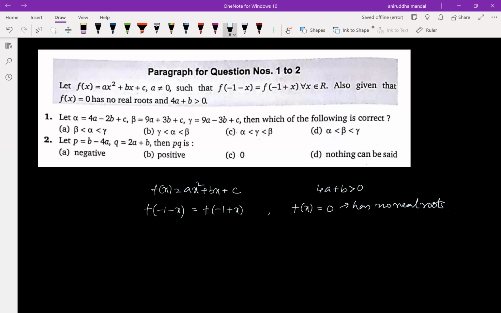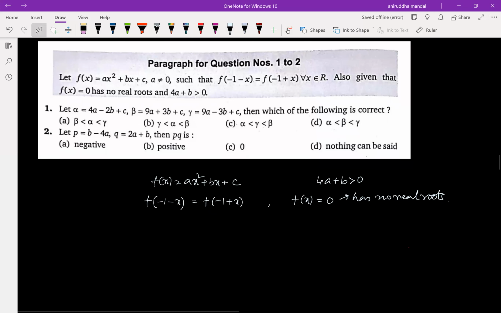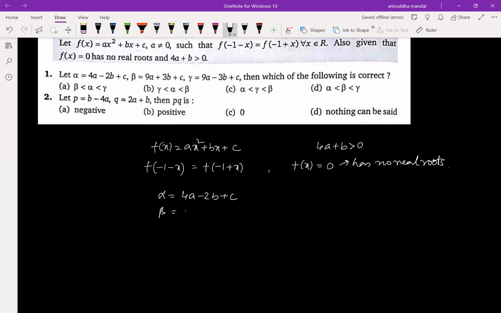So it is said that this has no real roots, which means this has imaginary roots. Okay. Now based on this information, the first question says: let's say alpha is 4a minus 2b plus c, beta is 9a plus 3b plus c, and gamma is 9a minus 3b plus c.